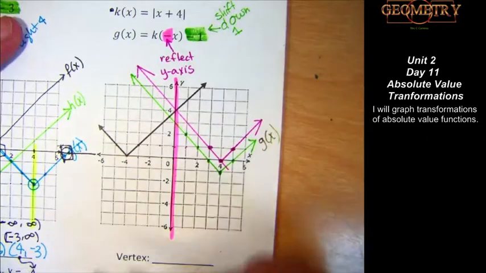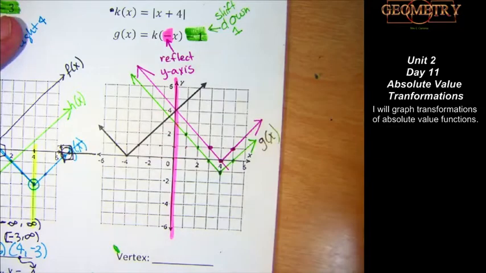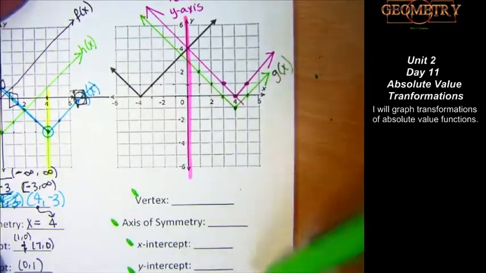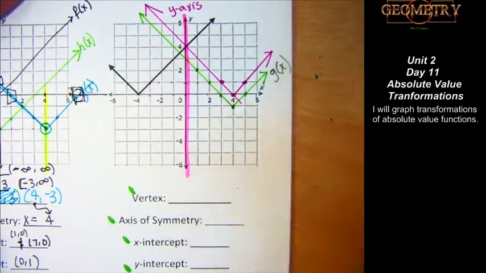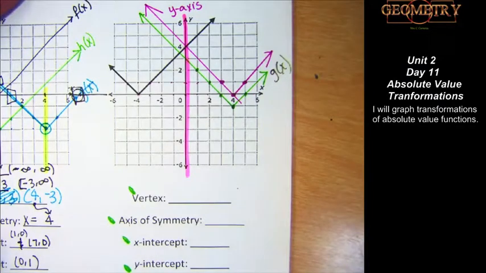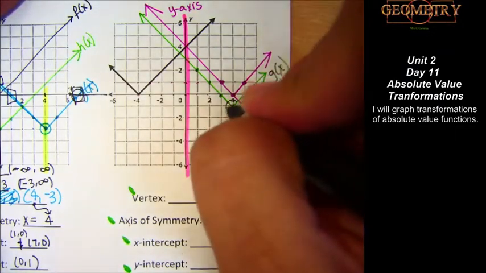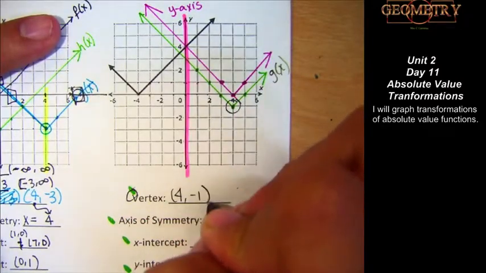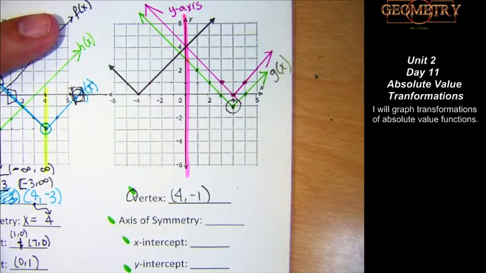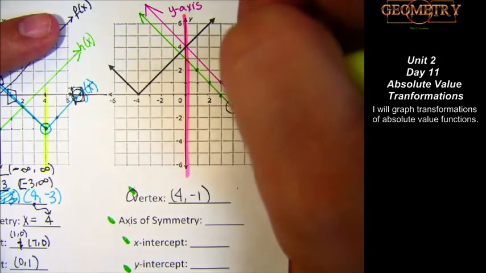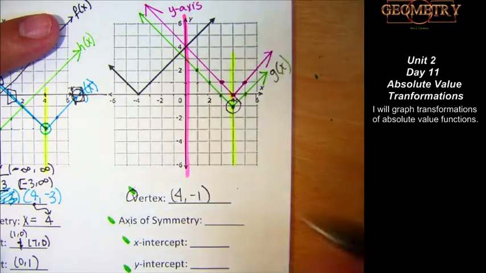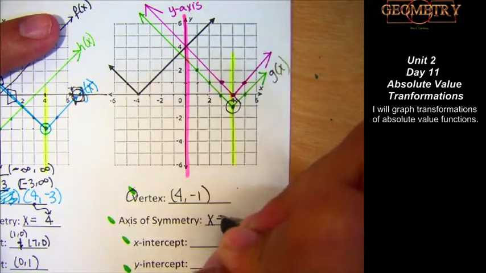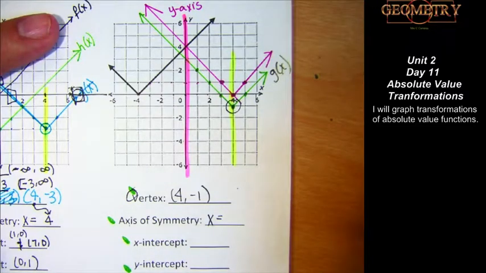All right, let's run vertex, axis of symmetry, x-intercept, and y-intercept of the green graph. Where's the vertex? 4, -1. The vertex is located at the point 4, -1. The axis of symmetry is always some sort of vertical line going through the vertex. All vertical lines have an equation of x equals. And so the equation for the axis of symmetry is?